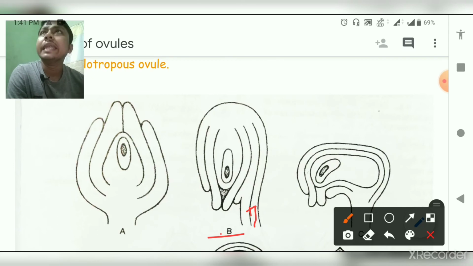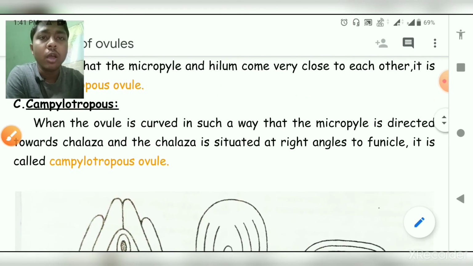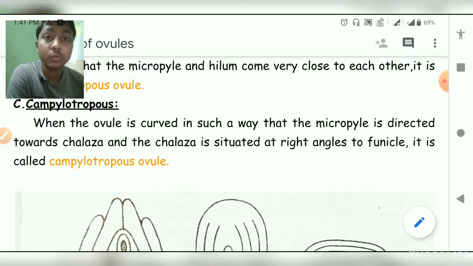Next we talk about the third, the campylotropous ovule. What is the statement according to the campylotropous ovule? When the ovule is curved in such a way that the micropyle is directed toward the chalaza and the chalaza is situated at a right angle to the funicle, it is called campylotropous ovule. So you understand all the definition first.